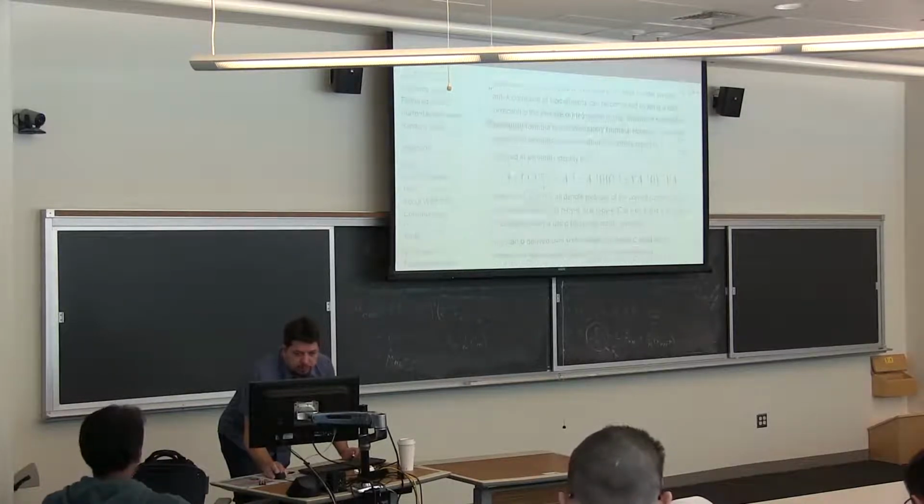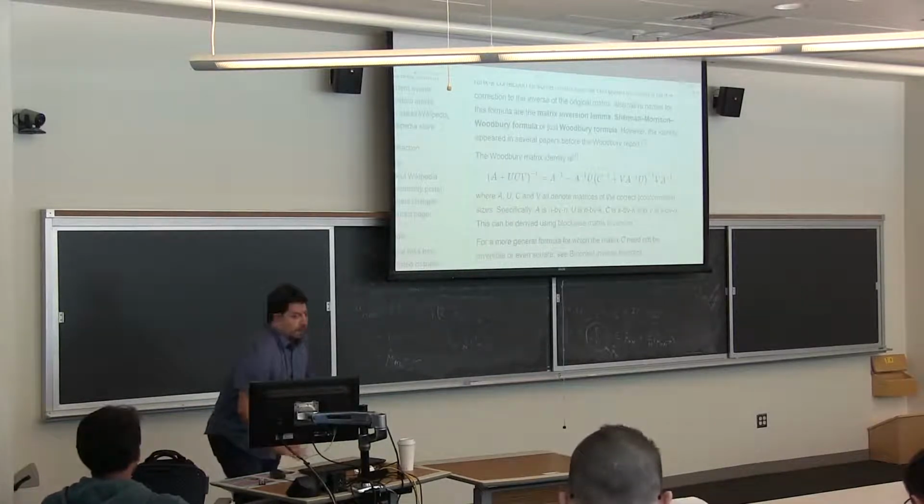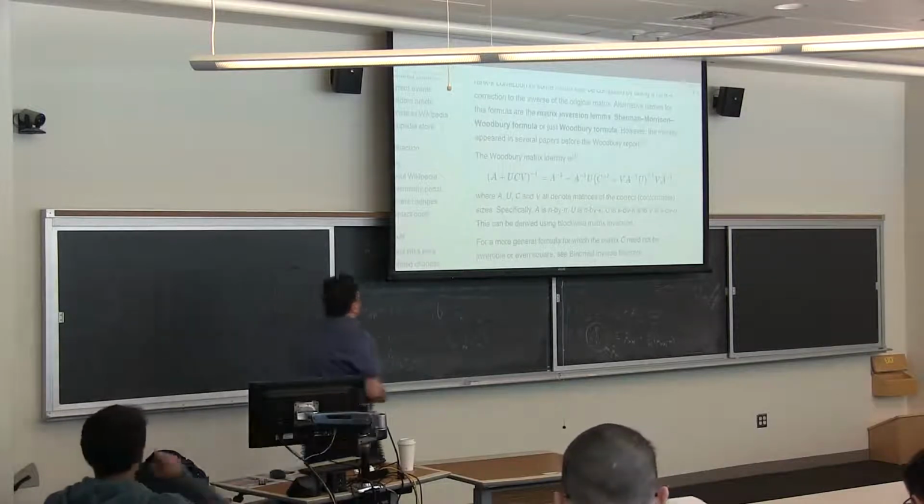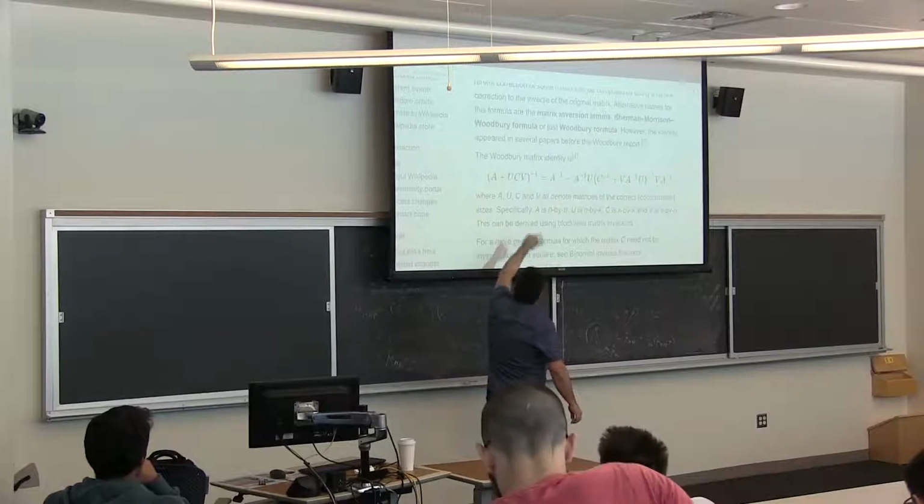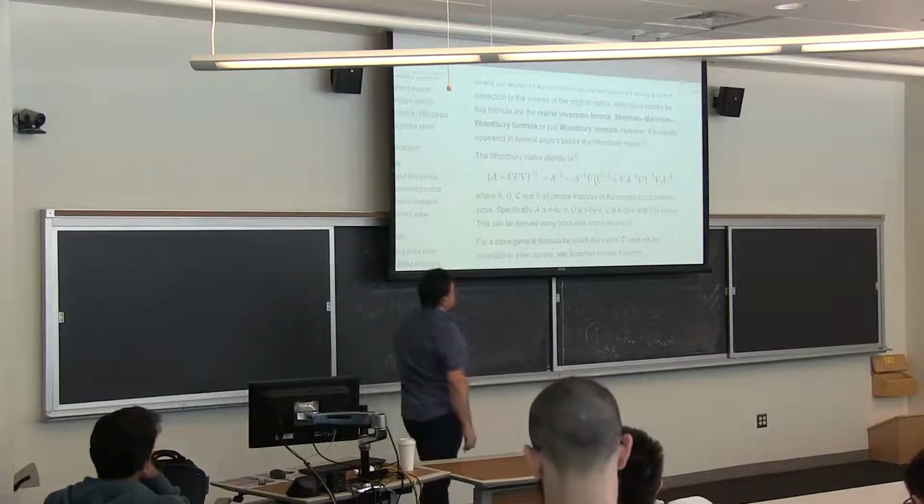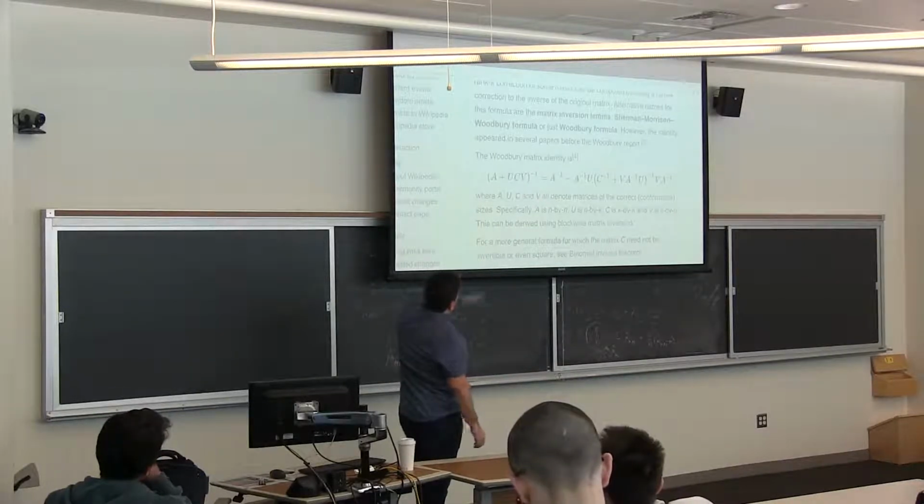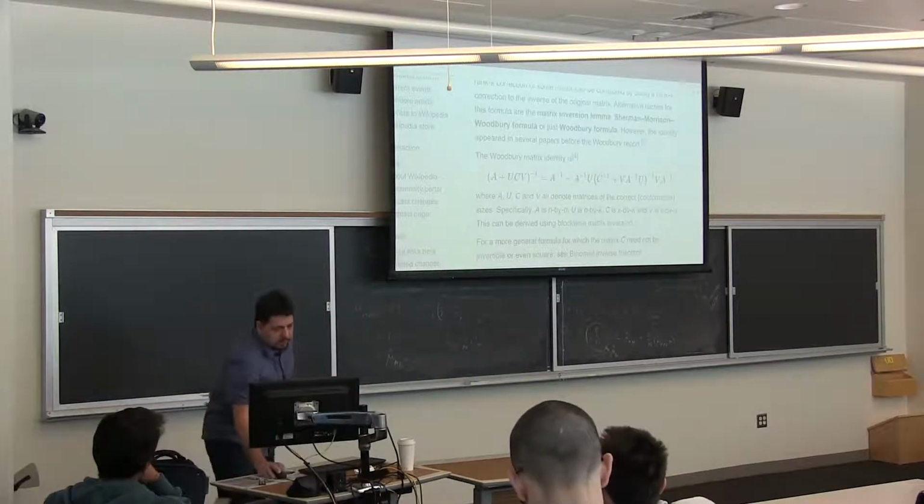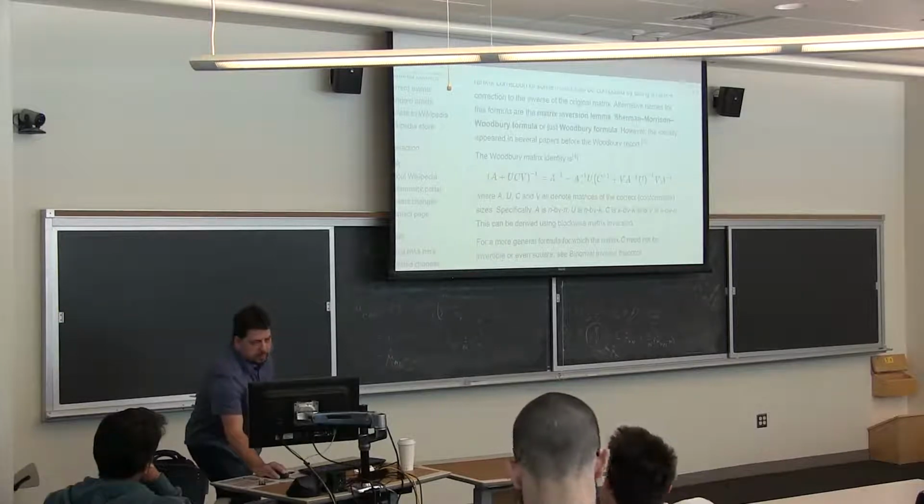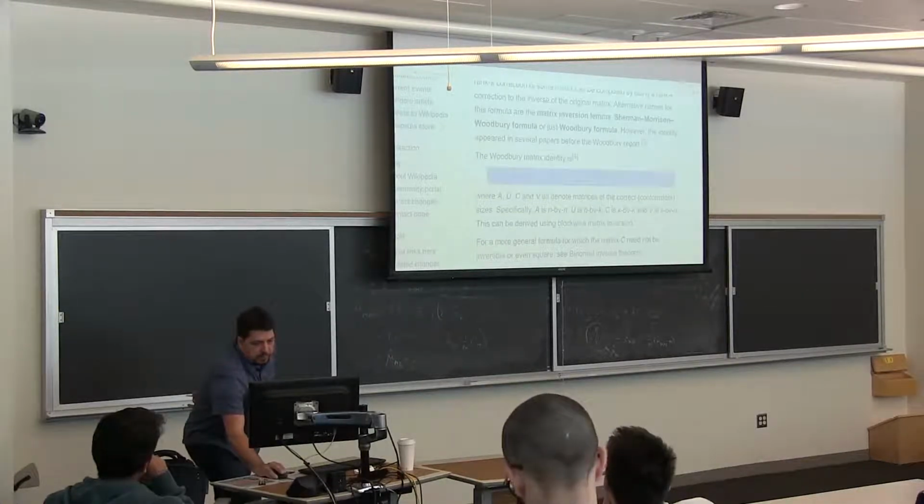When you have an invertible matrix A plus three matrices multiplied, U, C, V, where C should also be invertible, and you're trying to invert that kind of summation of matrices multiplied and added, you can expand it into the expression on the right.